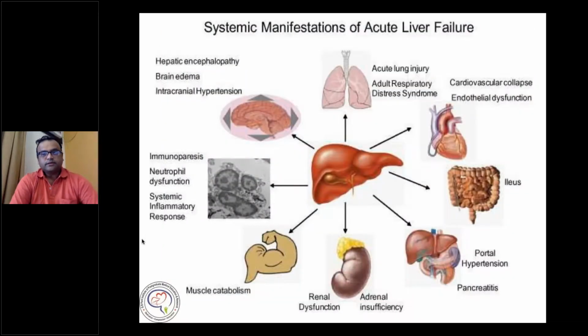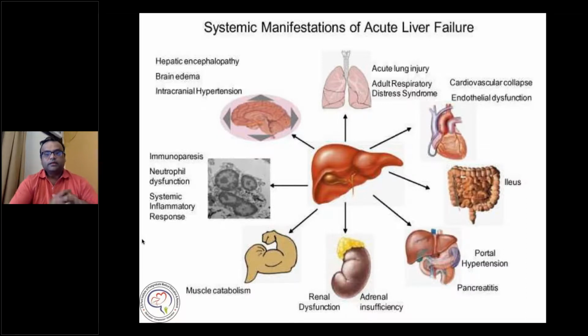So how does it manifest? Remember, acute liver failure is a disease which does not involve the liver alone. Its symptoms can be very varied. For example, it involves the brain in the form of brain edema. It leads to hepatic encephalopathy and raised intracranial pressure. Similarly, it can lead to ARDS, acute respiratory distress syndrome, leading to ventilatory support for the patient and other things.